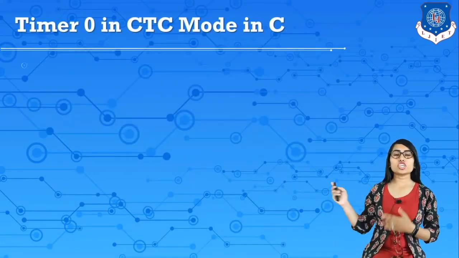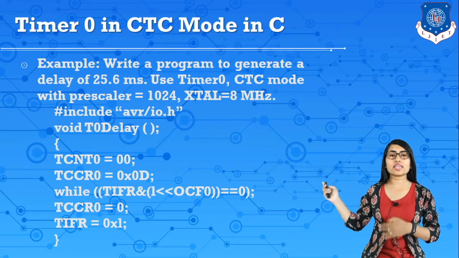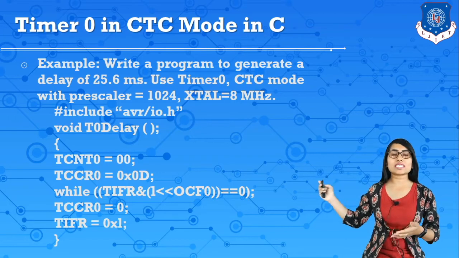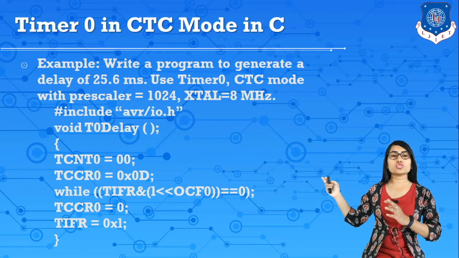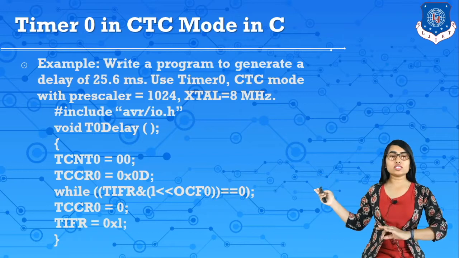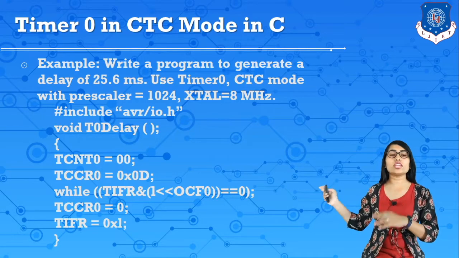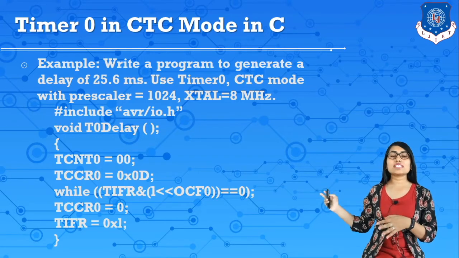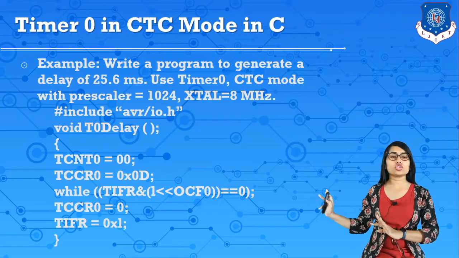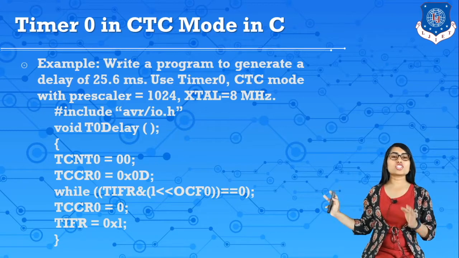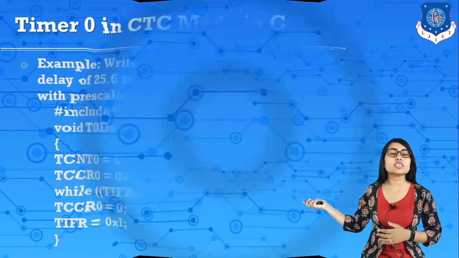Okay, so timer 0 in CTC mode in C: write a program to generate a delay of 25.6 millisecond. Use timer 0 CTC mode with prescaler 1024, XTAL 8 megahertz. So here TCNT0 is equal to 0, then OCR0 is equal to 199, TCCR0 is equal to 0x0D, while TIFR and 1 shifted into OCF0 is equal to 0, then TCCR0 is equal to 0 and TIFR is equal to 0x02 depending on our conditions. Okay, so this is how timer 0 can be programmed in CTC mode using C.